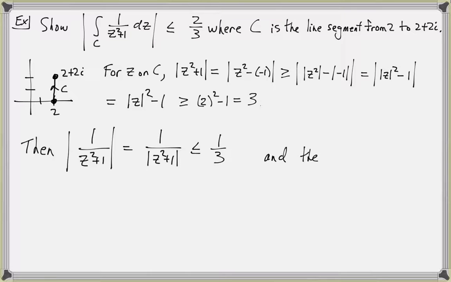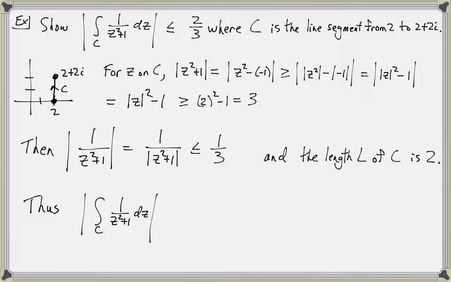And the length, capital L, of the contour C is 2. Since the contour just goes from 2 up to 2 plus 2i, we have L is 2. Thus, by the ML inequality, the absolute value of the contour integral of 1 over z squared plus 1 dz over the contour C will be less than or equal to 1/3 times 2, or 2/3 as we claimed.